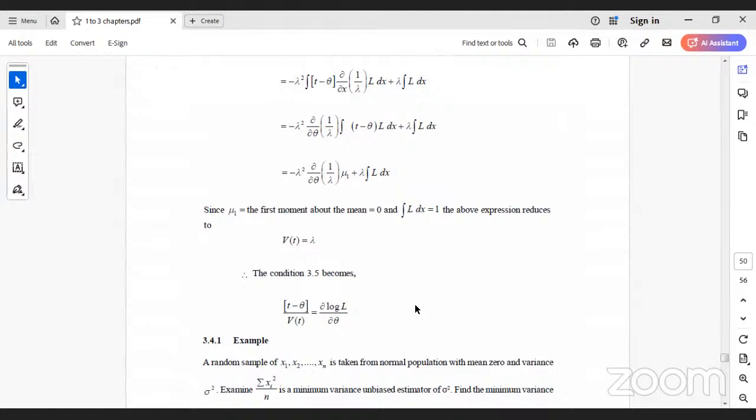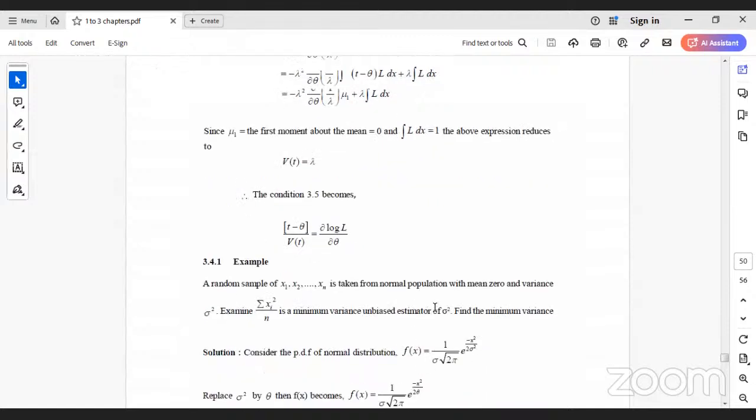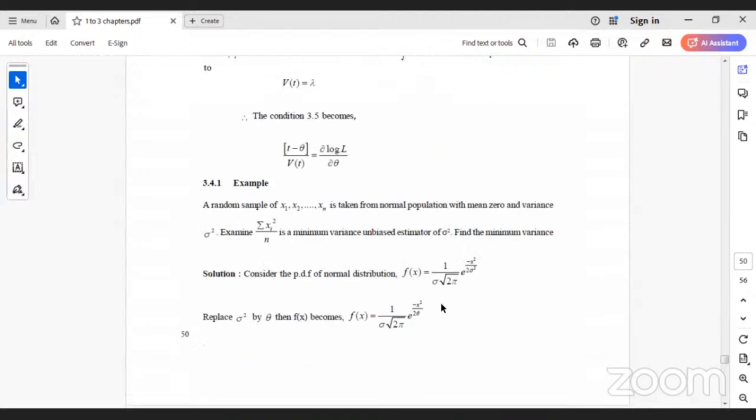The condition can be written as (T minus theta) equals V(T) times dou log L by dou theta. The condition is verified here.